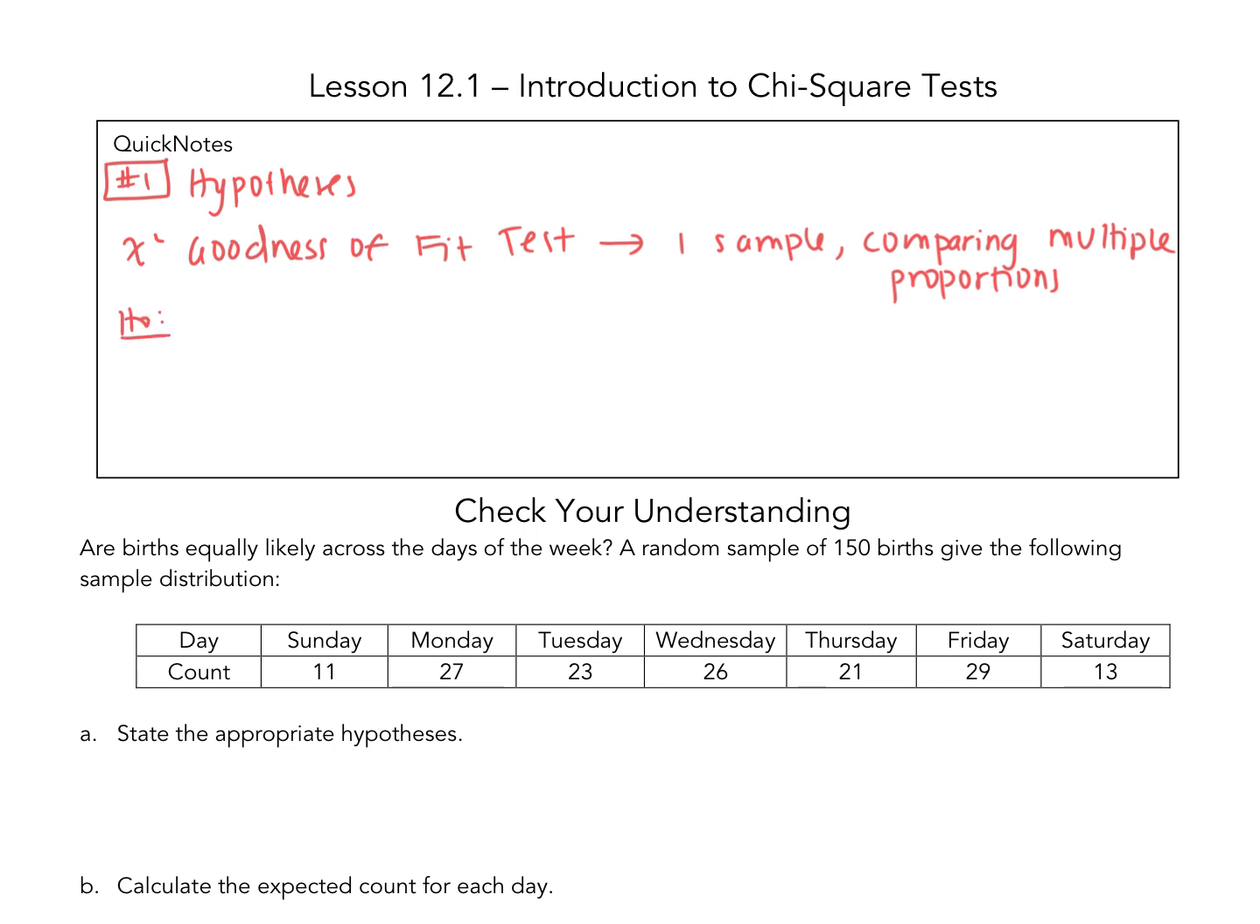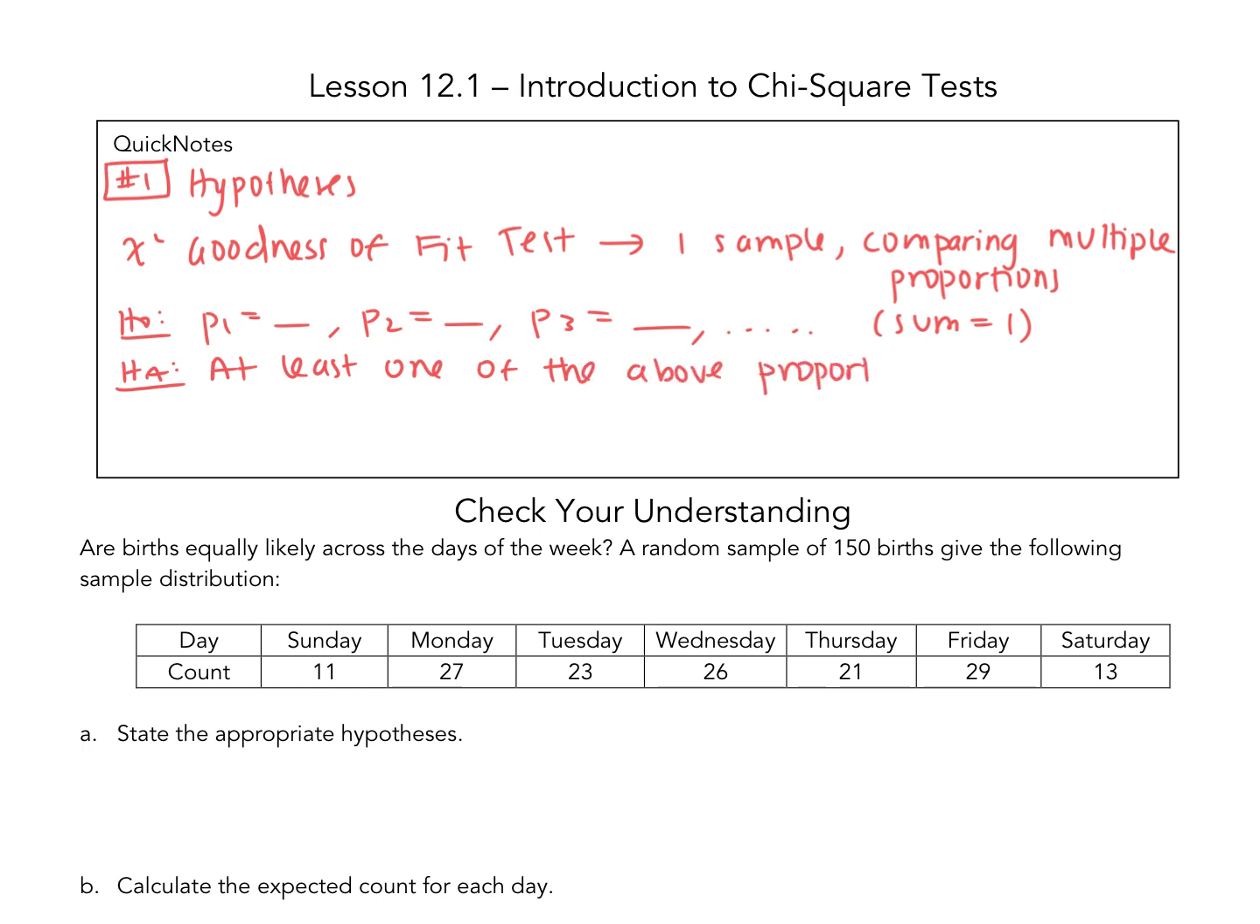Your null is going to be written as P1 equals some value, P2 equals some value, P3 equals some value, and so on and so forth. All of those proportions must sum to 1. So I want you to notice that we said the proportion of brown had to be 0.13, not 13%, 0.13, and they all added to 1. For our alternative, you simply write at least one of the above proportions is incorrect.